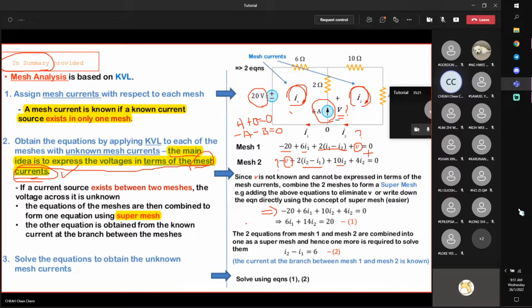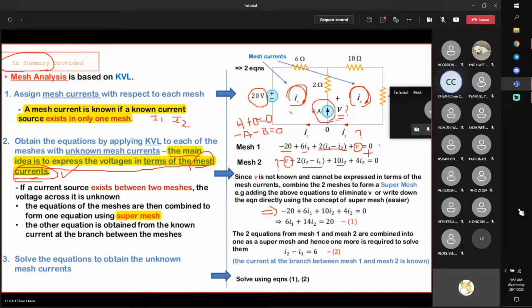But the problem is that you have combined 2 meshes into one, and therefore you need to look for one more equation, because you have 2 unknowns. If you have 2 unknowns, namely I1 and I2, you need 2 equations, but because of this current source, you have combined them into one, and you need one more piece of information. I'll come to that later on.